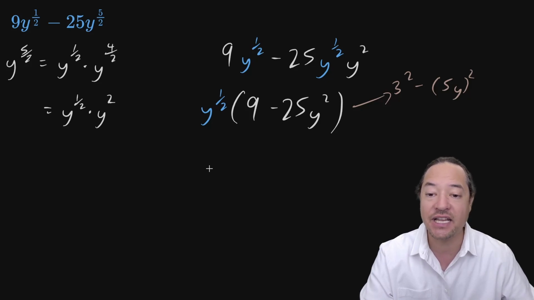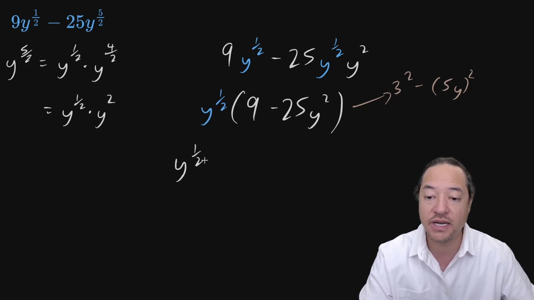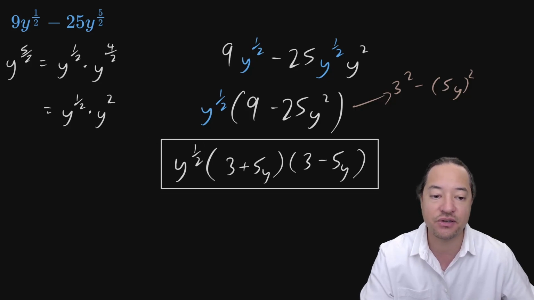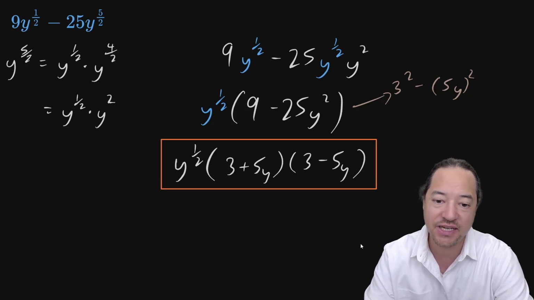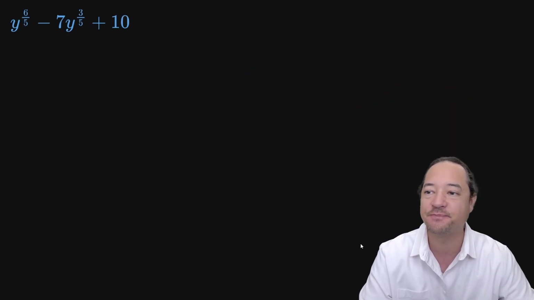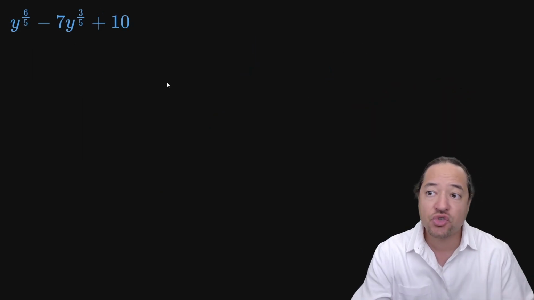So in the end, what we should get is y to the 1/2 multiplied by 3 plus 5y multiplied by 3 minus 5y. And now this should be our final answer here. We factored this expression completely. Let's do another one. Okay, so here we could try and do the same thing.